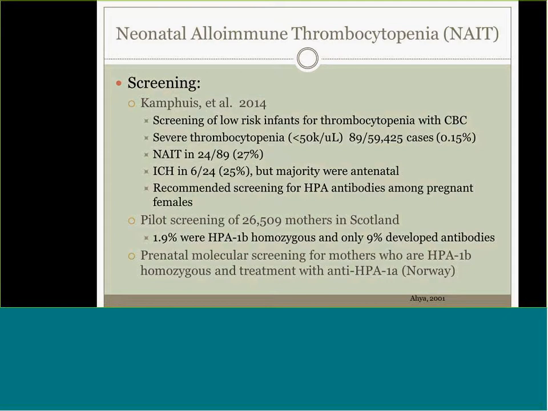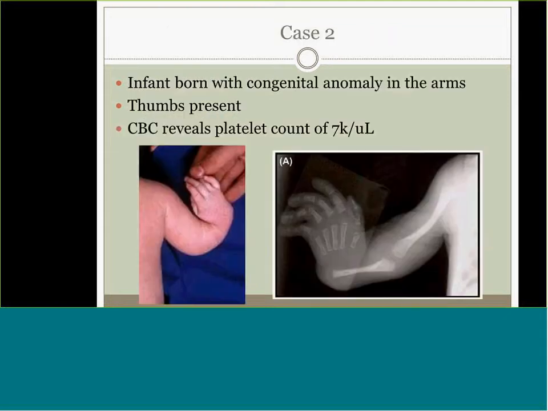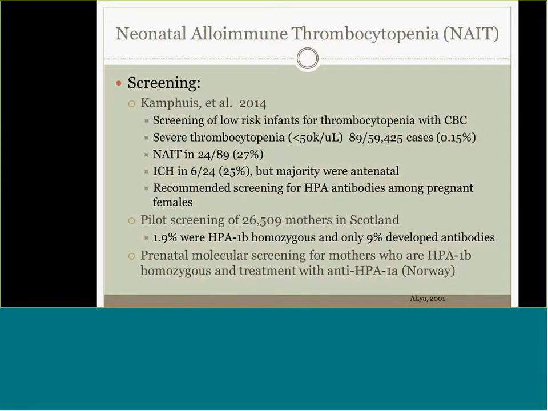And there's a prenatal molecular screening for mothers in Norway, looking for, again, the HPA-1b homozygous, and treating them with an anti-HPA-1a antibody, so kind of like the platelet RhoGAM equivalent, but that's not available here, something that's kind of new and cool. And when would they dose? We're dosing it pretty early, I want to say. Yeah, like remarkably early, like back in the 16, I think before 20 weeks. But I don't know how many times they're actually continuing to dose it throughout the pregnancy.